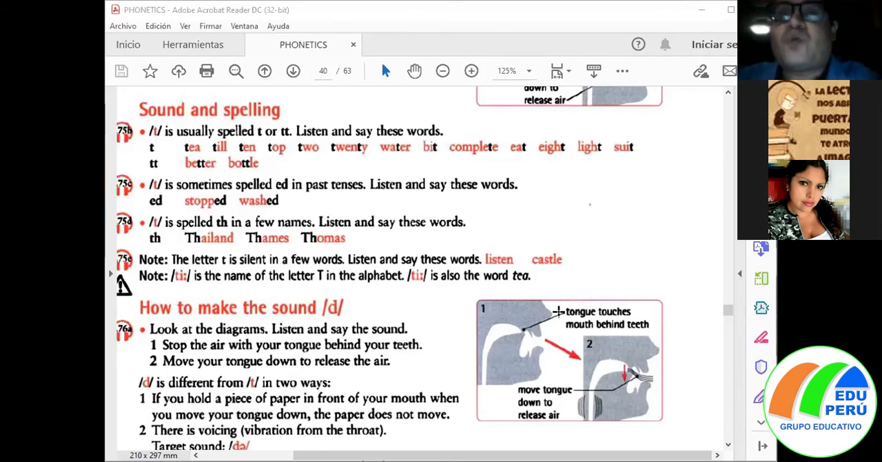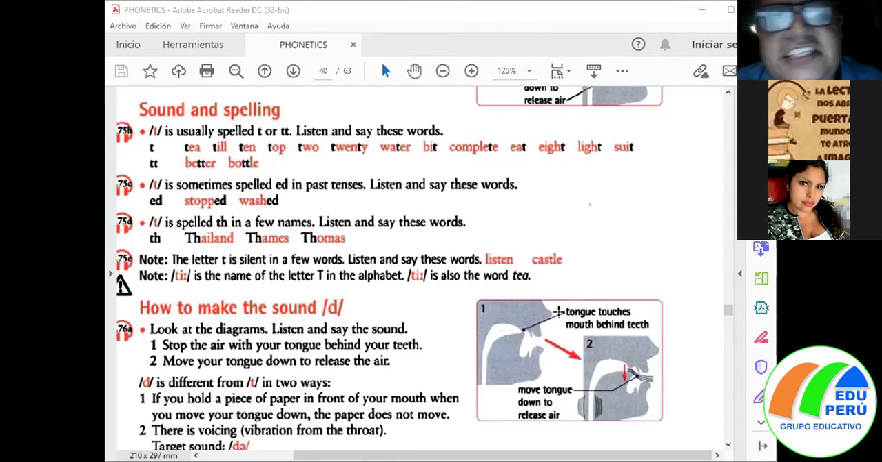Then we are going to analyze why. Why do we do that, teacher? Why is it possible? This is a part of a phonological process too, called assimilation. I don't know if you have heard about it, but we are going to talk about it in phonology next week, when we combine sounds. Now we are just analyzing how to pronounce each sound. But remember, stopped, washed.